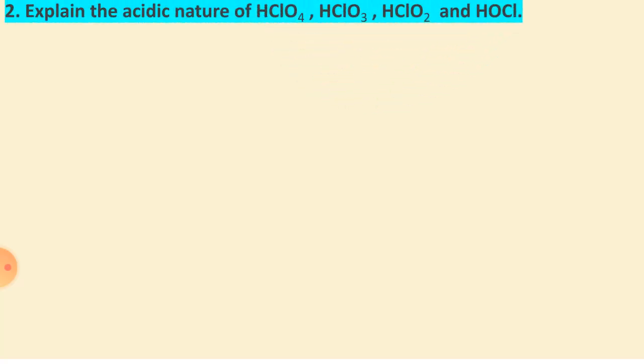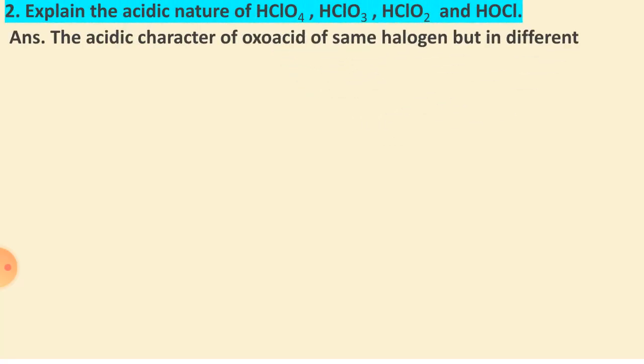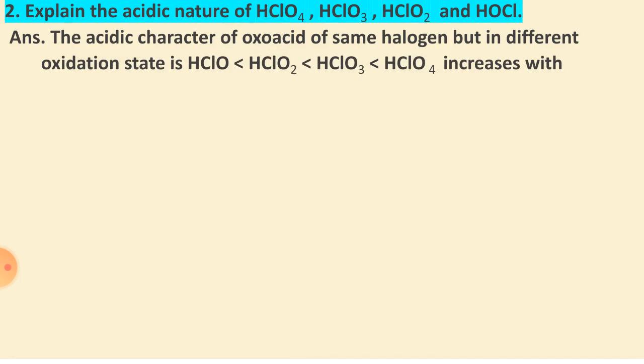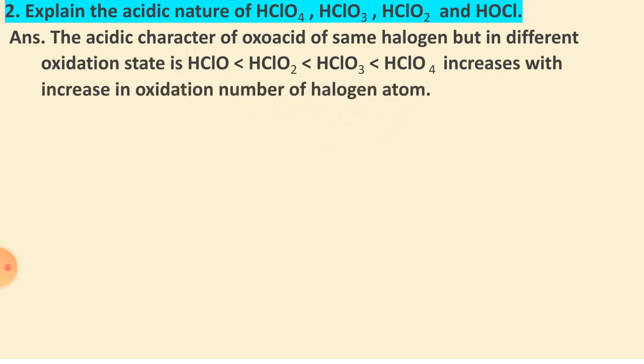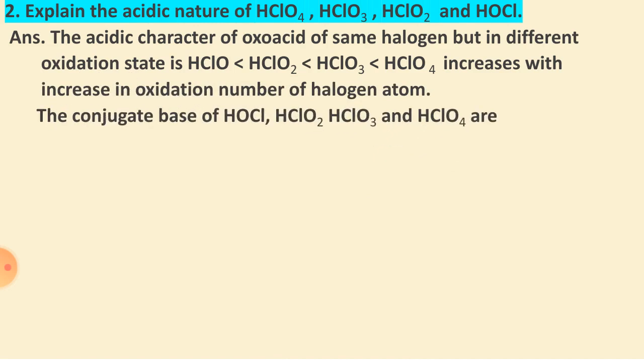Now second question. Explain the acidic nature of HClO4, HClO3, HClO2 and HOCl. Again I told you that if you put a positive charge on the central atom, the acidic character will be more. So look at the answer here. The acidic character of oxoacids of the same halogen but in different oxidation states is like this. The strongest acid is HClO4. So you can write the order like this: it increases with increasing oxidation number of the halogen atom.